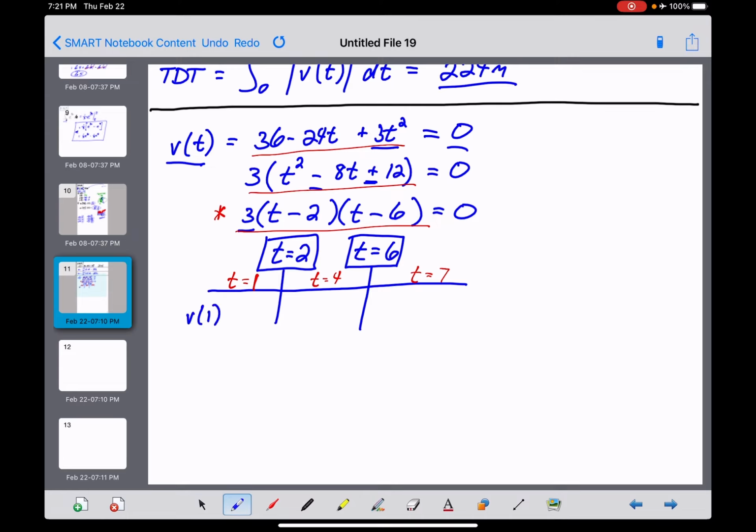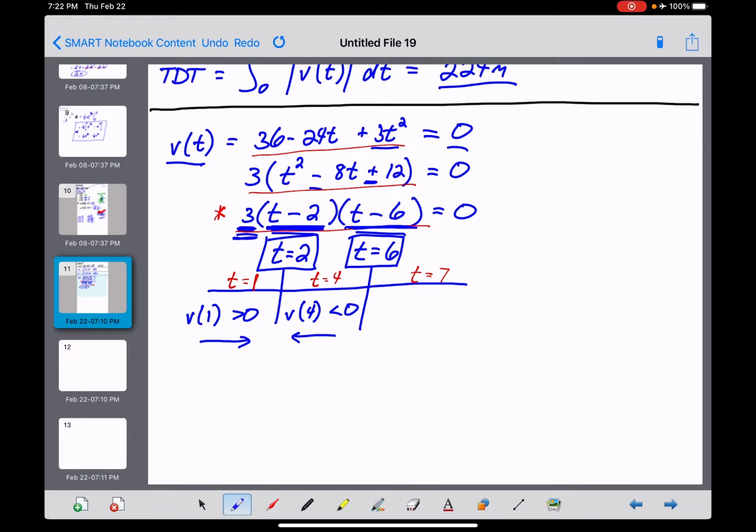So, what happens to velocity at 1? The first factor here is positive, 1 minus 2 is negative, and 1 minus 6 is negative. Positive times negative times negative is positive, which means the object is moving to the right on this interval from t equals 0 to t equals 2. Now, I wouldn't want to assume what's going to happen next, so we're going to test now v of 4. This factor is positive. This factor is negative. So positive times negative means that velocity is now negative, and sure enough, the object changed direction at t equals 2, and it's now moving back to the left.